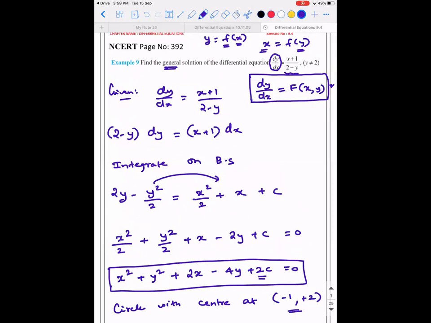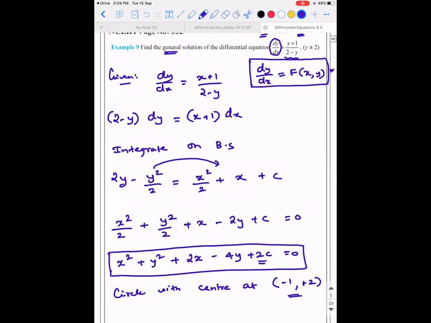Sir, can you explain? Why didn't you add a constant at the LHS, sir? You can do it that side also. Is there anything specific? Nothing like that. Because see, that c value I don't know.